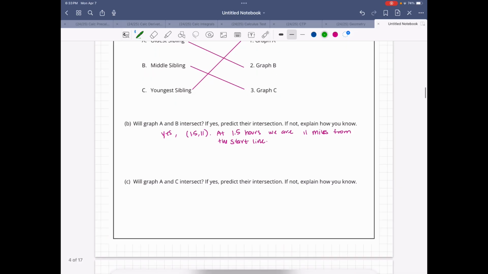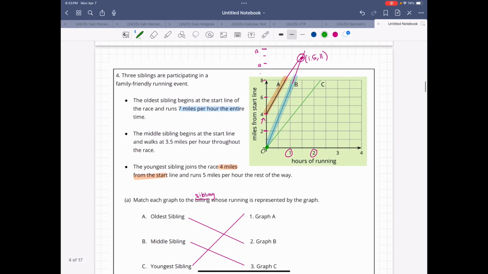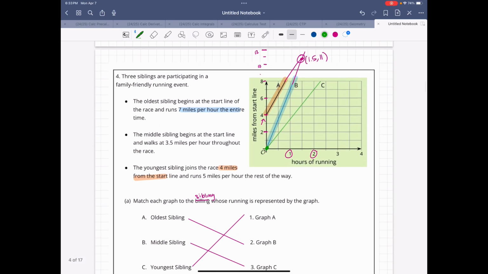If you wanted to write something like, graph A and C both start at the origin, but will not intersect given the information. So again, information can change, but given the current information, the older sibling running, the middle sibling walking, it's not going to change. They're not going to intersect. All right.